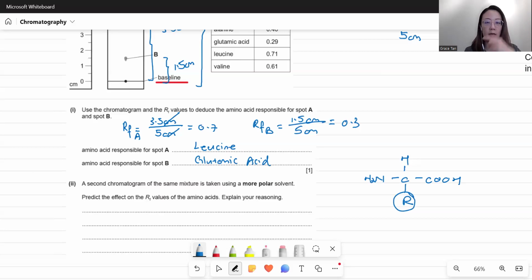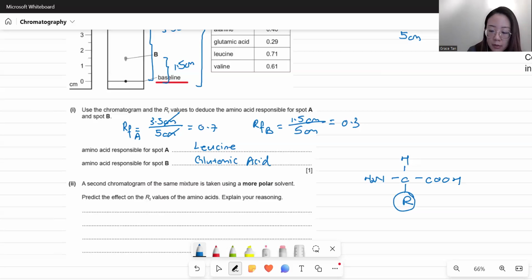If you use the same polar amino acid but the solvent is non-polar, a polar and a non-polar will not be able to interact well. Hence, they won't move that far. But if your amino acid is already polar and your solvent is even more polar, the mobile phase will interact very well via solubility, and it will carry up the amino acid very fast. We're talking about both spots A and B, because both are amino acids.